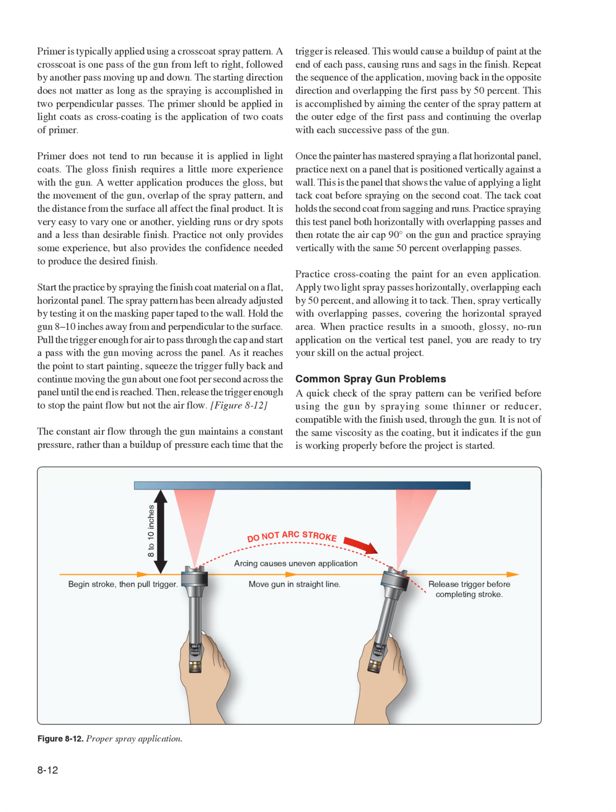Practice spraying this test panel both horizontally with overlapping passes and then rotate the air cap 90 degrees on the gun and practice spraying vertically with the same 50% overlapping passes. Practice cross-coating the paint for an even application.